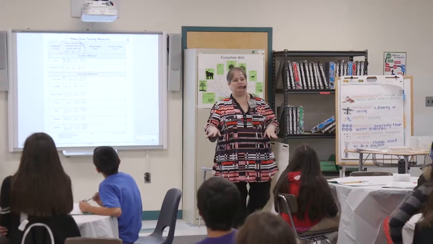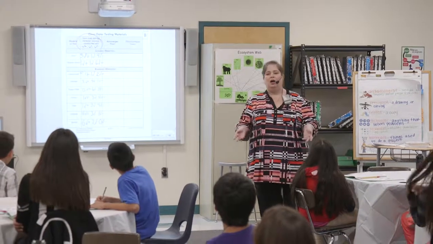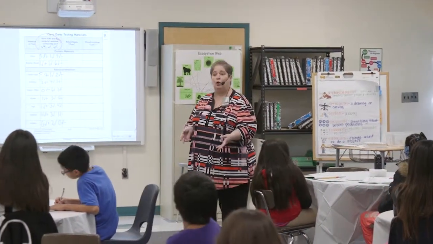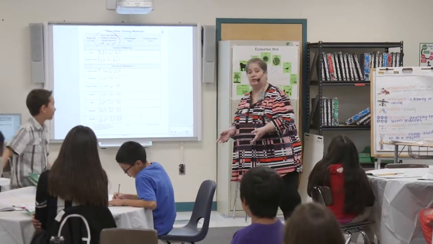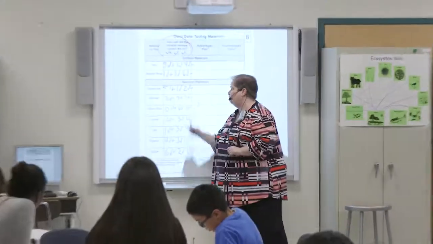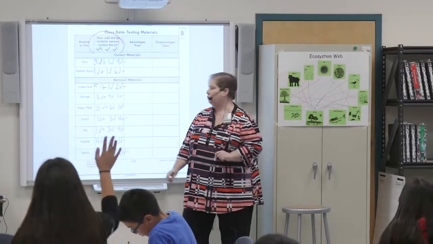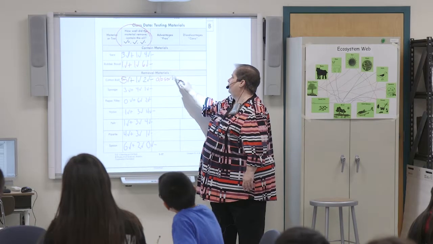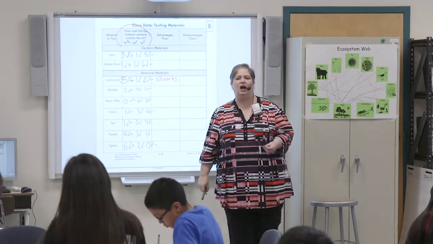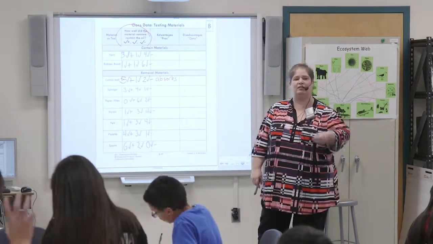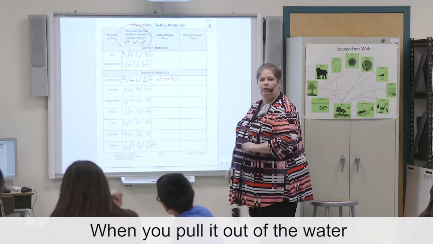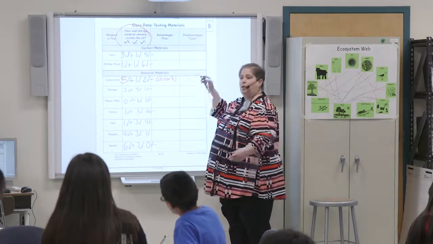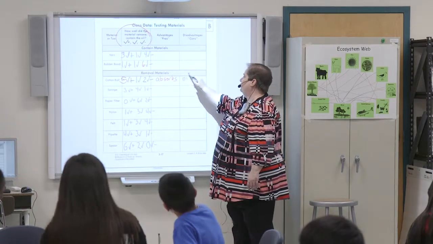Environmental engineers test out different materials. And then they have to think, which would be the best material to use for our oil cleaning process? For example, what's good about the cotton ball? It absorbs. Who can give me a con about it? Con is a disadvantage. Lashante. When you take it out of the water, all the oil drips out.